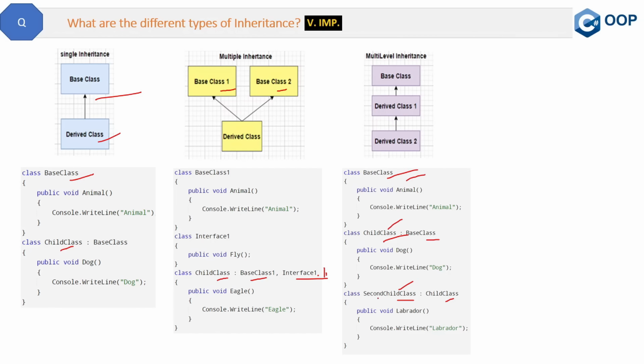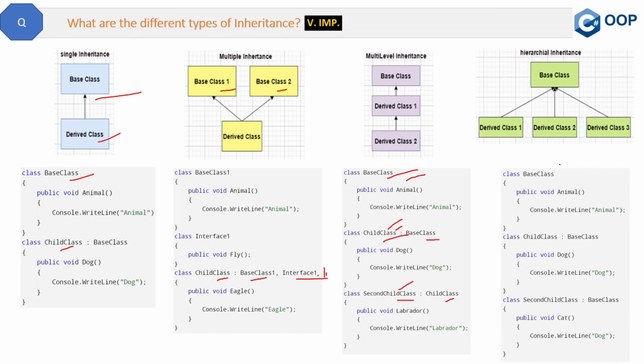So this second child class is getting the properties and methods of both child class and base class, both automatically. So that is what is multi-level inheritance. The last one is hierarchical inheritance. In this one, there is only one base class and it is derived in more than one child class, derived class 1, derived class 2 and derived class 3. See the code here. There is only one base class, there is derived class 1, this is derived class 2.